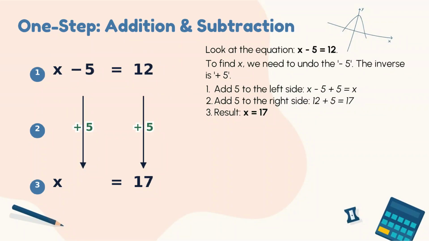Now let's solve a one-step equation using addition and subtraction. Look at the equation. x minus 5 equals 12. We want x on its own. At the moment, 5 is being subtracted from x. The inverse of subtracting 5 is adding 5. So we add 5 to both sides. On the left, x minus 5 plus 5 leaves just x. On the right, 12 plus 5 equals 17. So x equals 17. We can check this quickly. 17 minus 5 equals 12. So the answer is correct.